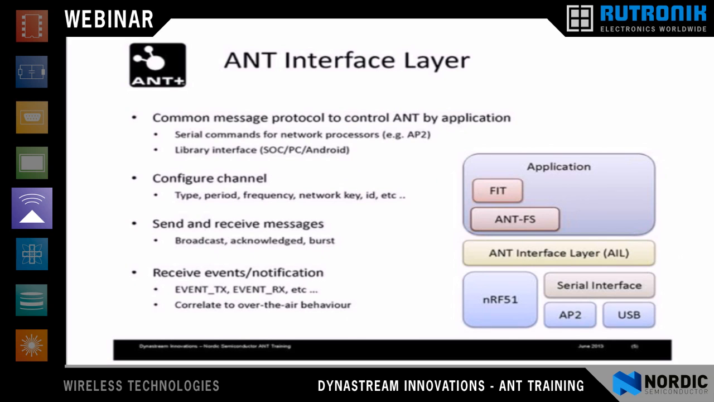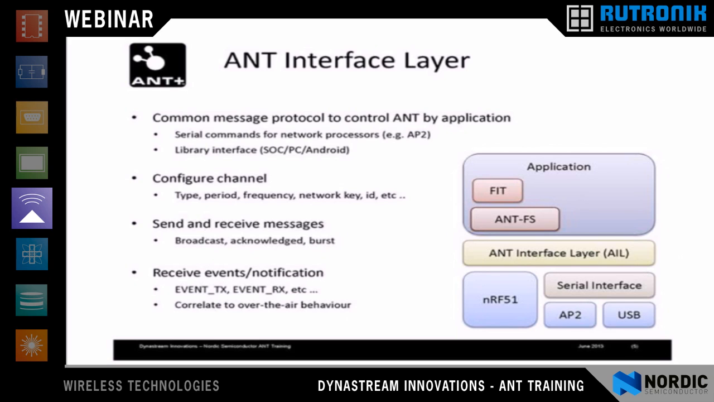So we'll talk a little bit about what ANT is. ANT is really an interface layer between an application that you'll develop and the hardware that has been provided by Nordic Semiconductor. So you'll see in the diagram the NRF51, the serial interface inside of there is because of the SoC, is not abstracted as a separate layer. And the AP2 and the USBs that are available as network processor devices require a serial interface layer that is developed by yourselves along with the libraries that we provide.